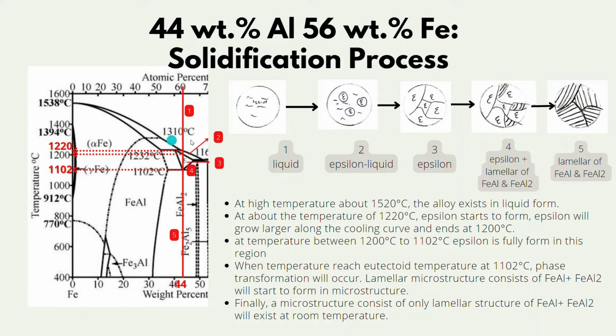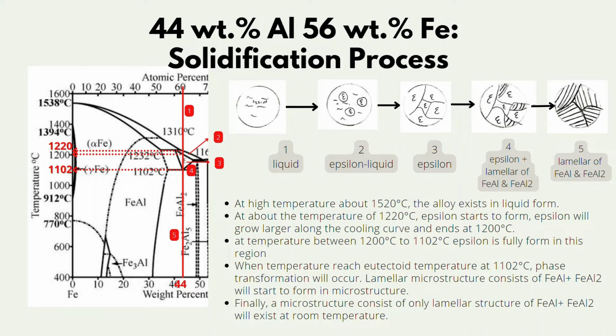1220, which is here, epsilon will start to form. If you look closely at the microstructure, epsilon will start to form and it will grow larger and larger until it reaches a temperature of 1200, which is here. Between the temperatures of 1200 and 1102, only epsilon will exist in the microstructure. Once it reaches a temperature of 1102, which is the eutectoid temperature, a lamellar structure consisting of FeAl and FeAl2 will form in the previous epsilon microstructure. Then it will grow larger and larger during this constant isothermal temperature, and once it reaches a certain time, only the lamellar structure consisting of FeAl and FeAl2 will exist. This is the final microstructure that exists at room temperature.